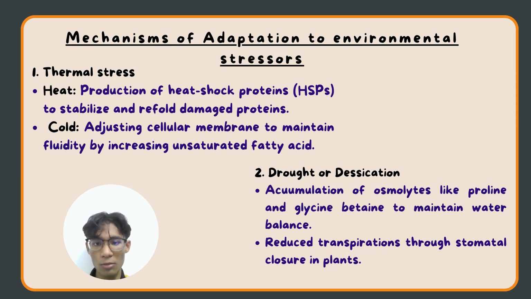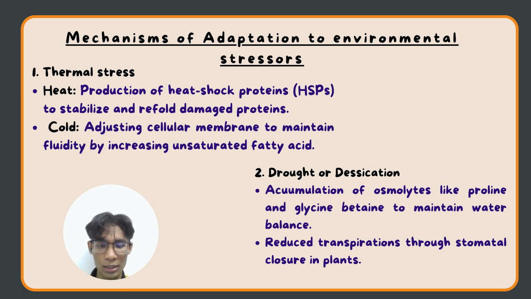Next, we're going to talk about how mechanisms adapt to environmental stressors. First, we have thermal stress. The first one is heat. It occurs when organisms are exposed to temperatures beyond their optimal range, which is higher than usual. There is a production of heat shock proteins, HSPs, to stabilize and refold damaged proteins. Next is cold. It occurs when the temperature is below the optimal range. During this, it will adjust the cellular membrane to maintain fluidity by increasing unsaturated fatty acids.